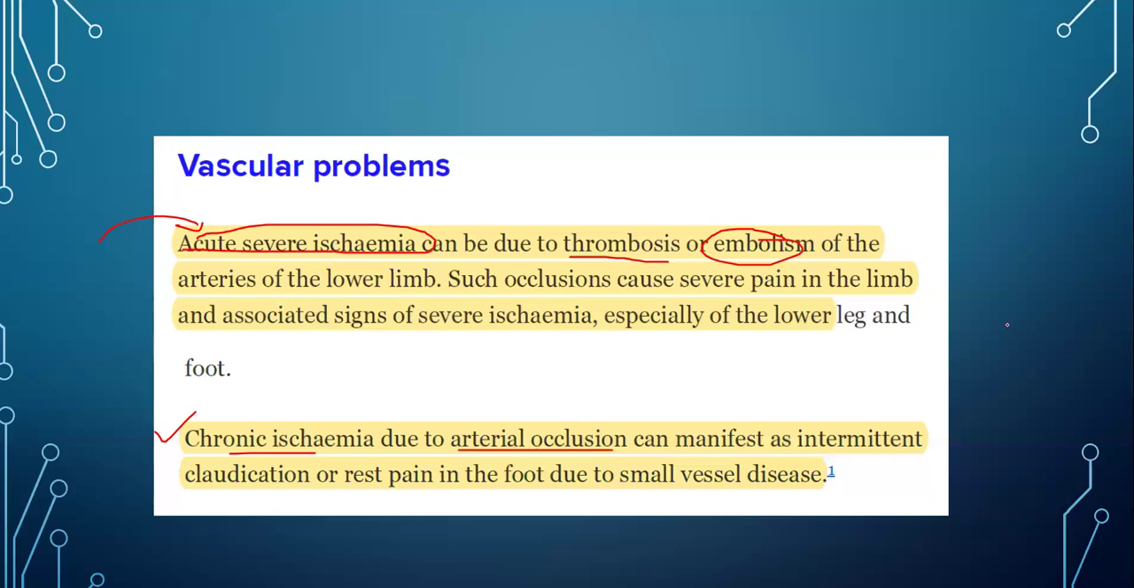So they can have atherosclerosis and lack of blood supply to the lower leg, which we normally call PVD, or peripheral vascular disease. A patient who has chronic ischemia presents with intermittent claudication, which means whenever they walk, they get pain in the leg, and then when they take rest, the pain disappears. So that's intermittent claudication.